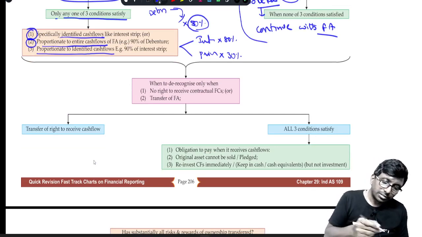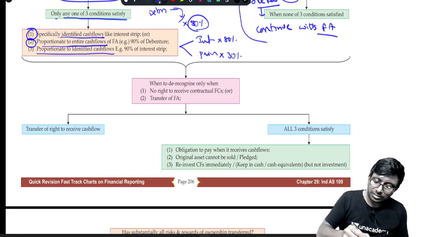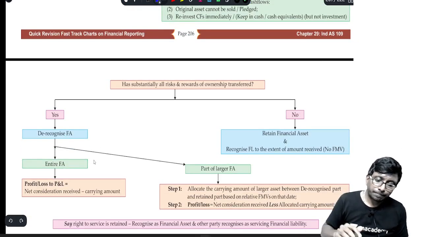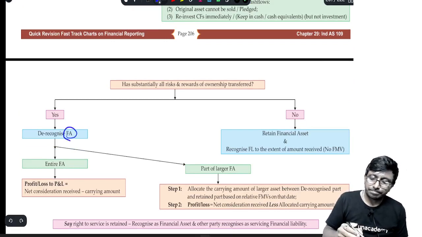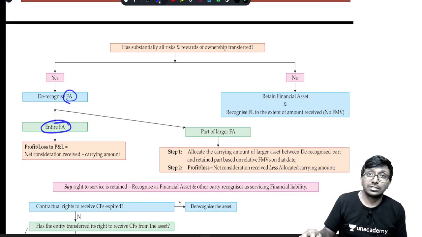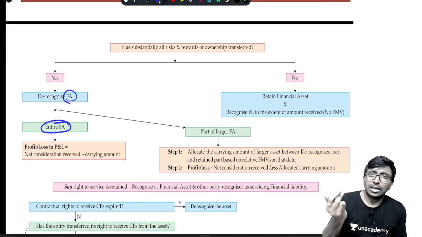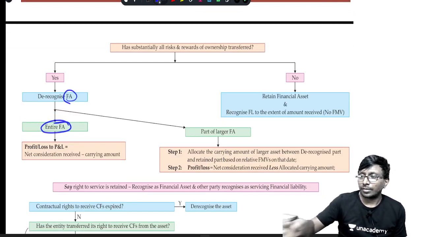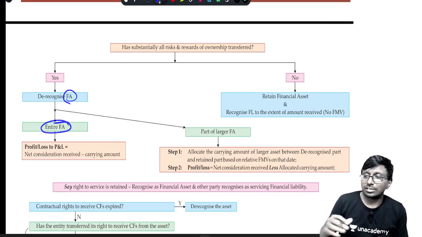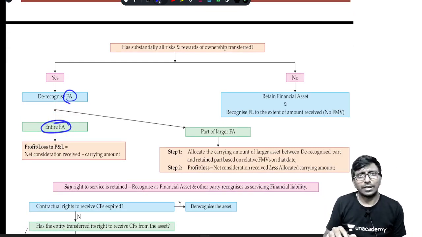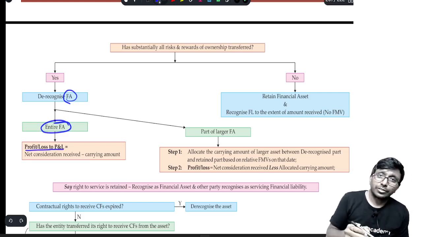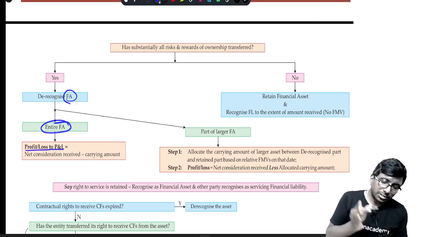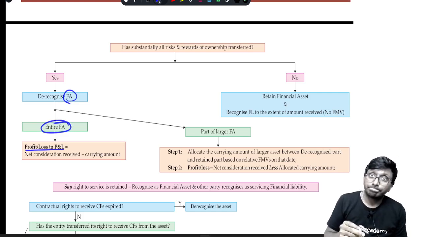Agree? That is one point. Next. The point is, are you derecognizing the financial asset? Yes, I am derecognizing the entire financial asset. Excellent. Then calculate the gain or loss. How do you calculate the gain or loss? Whatever gain or loss comes will be transferred to profit and loss.